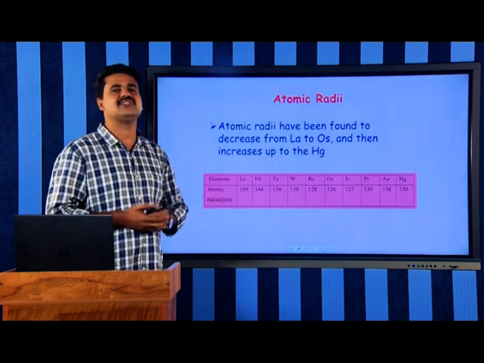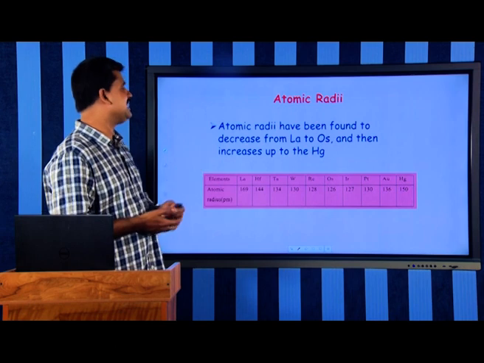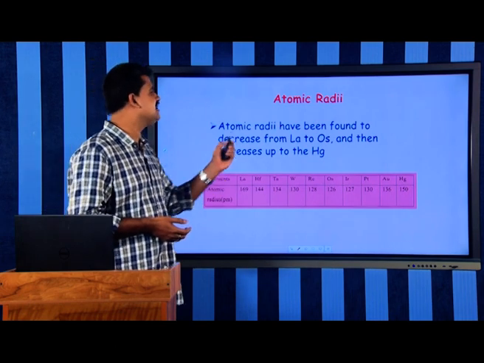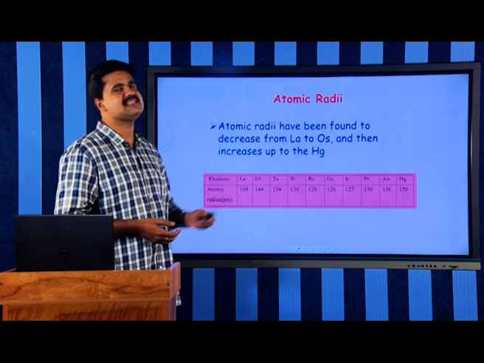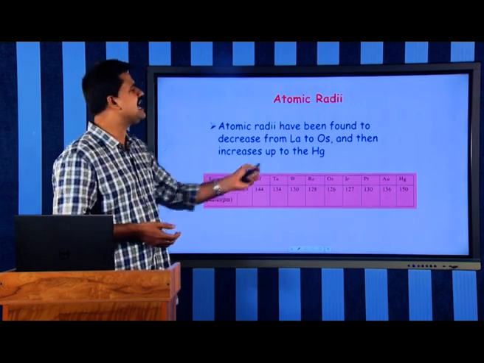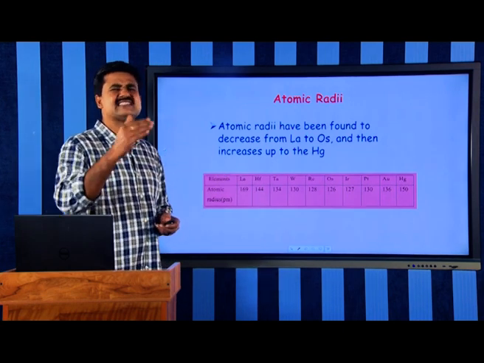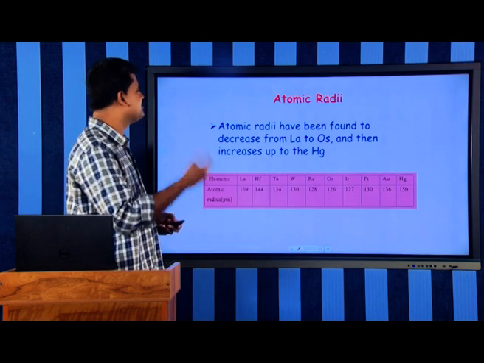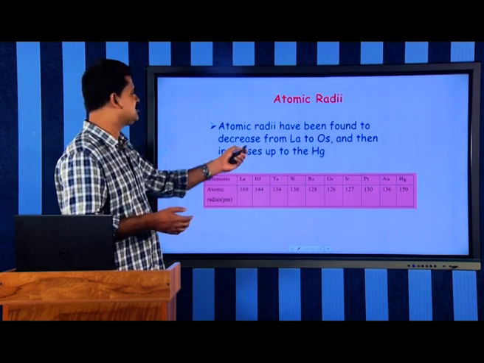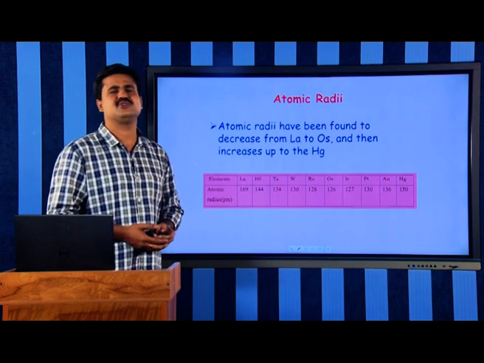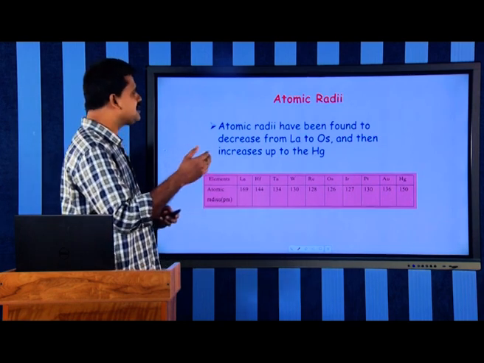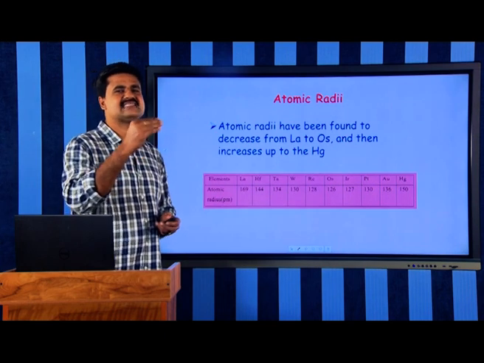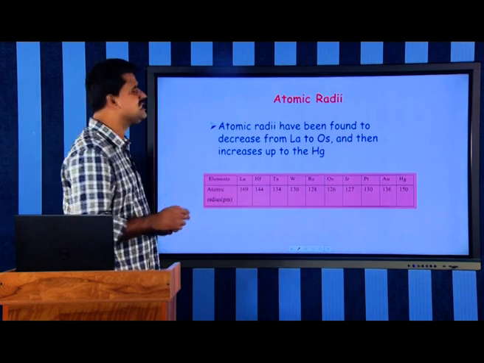First of all, atomic radii. Atomic radii have been found to decrease from lanthanum to osmium. Osmium is nearly the middle element. There is not a gradual decrease; there is some increase, decrease, etc. But in a simple way we can say that from lanthanum to osmium there is a gradual decrease, but from osmium to mercury a slight increase in the atomic radii is observed.